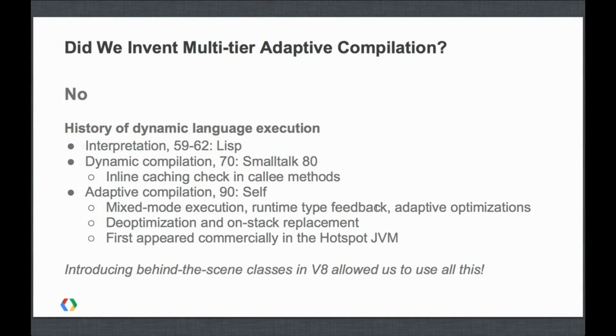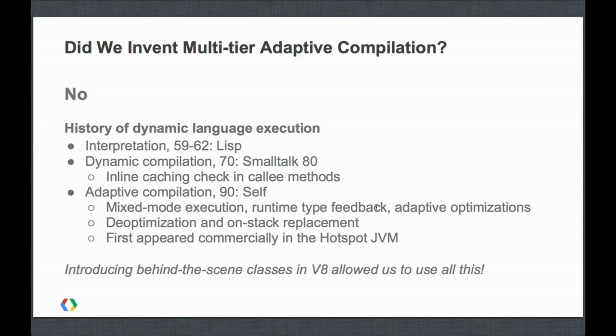Did we invent this multi-tier adaptive compilation? No, we are not that smart. There's actually a long history of implementing dynamic languages. It started with interpretation in the 50s with Lisp. In the 70s, we have dynamic compilation being added to Smalltalk. And they even had inline caching. It was not at the call site, but they put it at the callee. So instead of having it in the method calling it, it was actually at the prologue of the method you called.